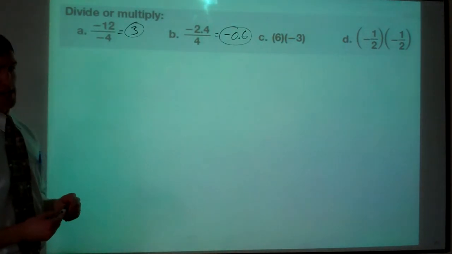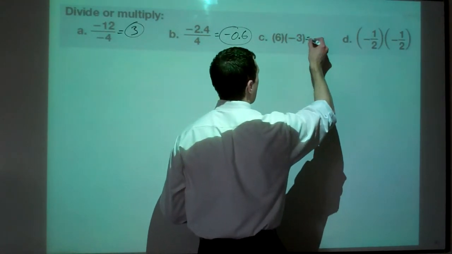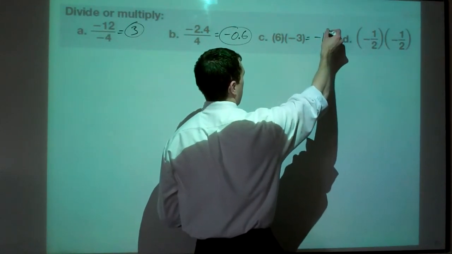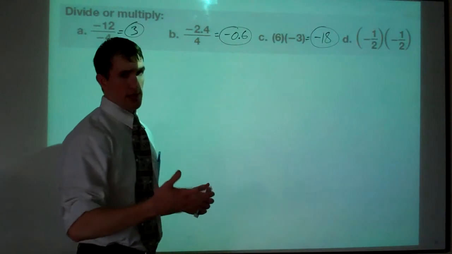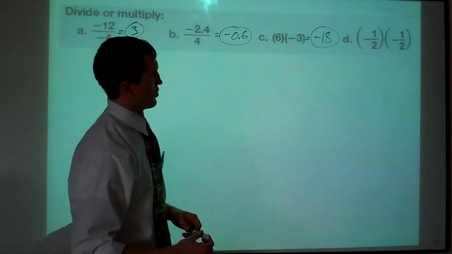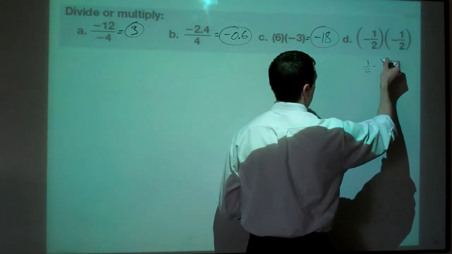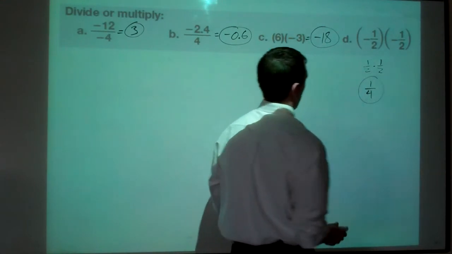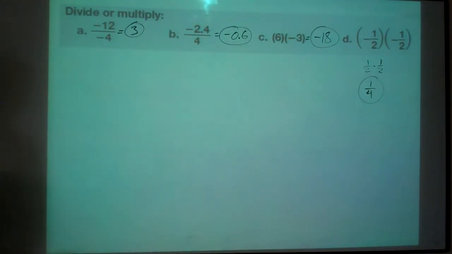Letter C, that's positive 6 times a negative 3. 6 times 3 is 18. And we have opposite signs, a positive and a negative, so we get a negative answer. And lastly, for D, we have a negative times a negative, same signs, so we should get a positive answer. So this is really 1/2 times 1/2, which is 1/4.